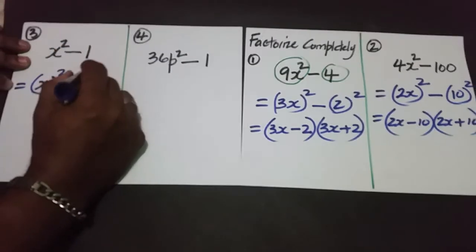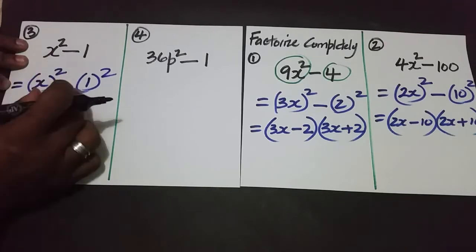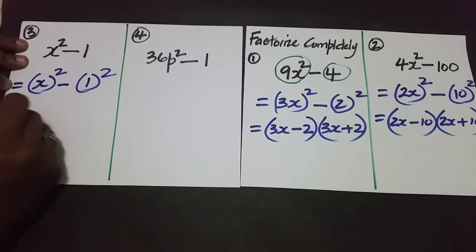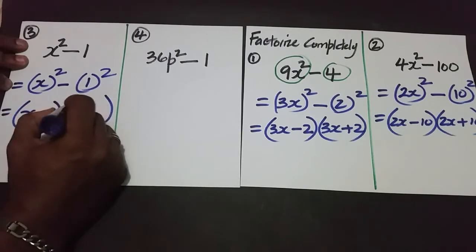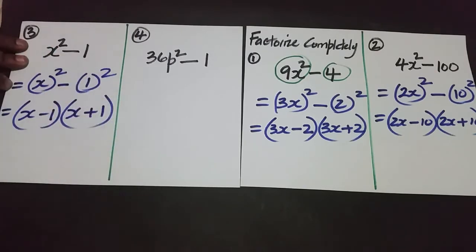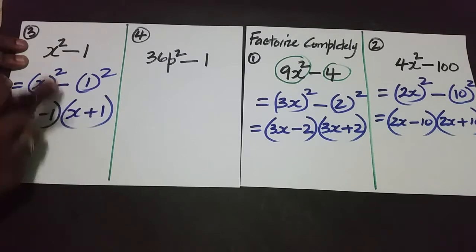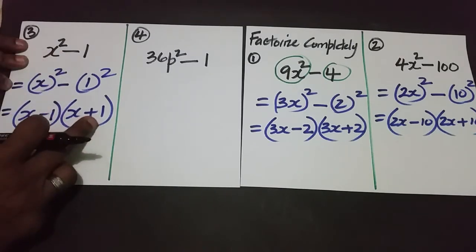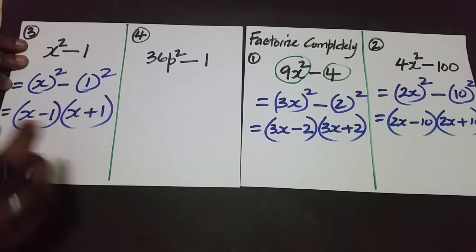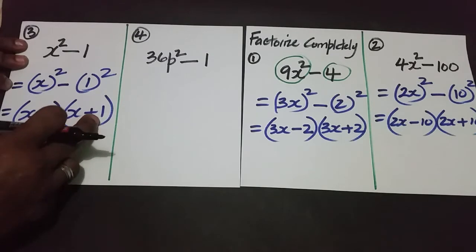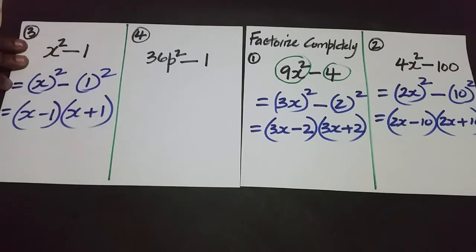1 the same as 1 all squared, difference of two squares. So in one bracket, we're going to have x minus 1, and in the other bracket, x plus 1. Why? X times x is going to give us x squared. X times positive 1 is 1x. Minus 1 times x is minus 1x. So 1x minus 1x is 0. And then minus 1 times positive 1 is going to give us the minus 1.